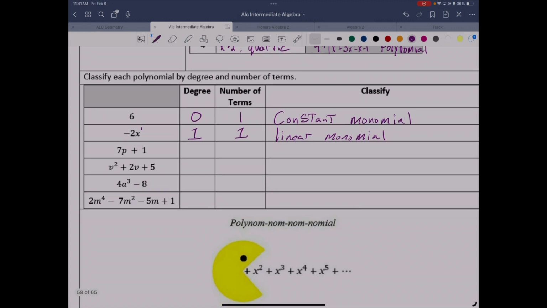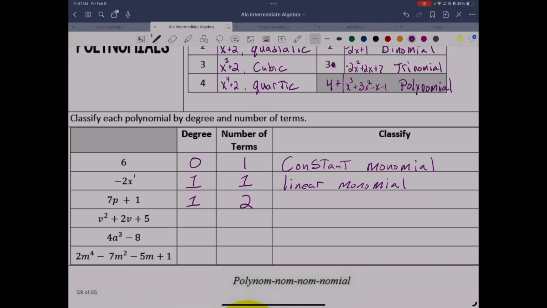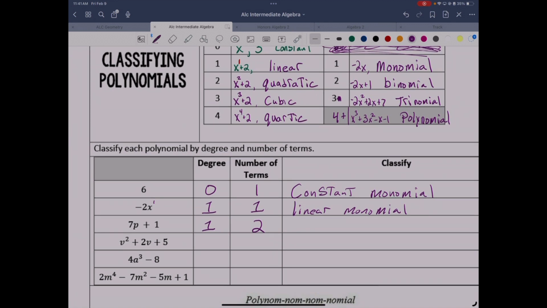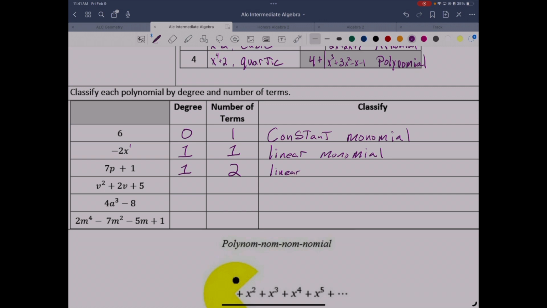If we look at the next one, 7p plus 1. Find your variable. Our variable is p. What degree is that? 1. So our degree is 1. There's a plus sign. So how many terms do we have? 2. So we go up to our list. Degree is 2. I'm sorry, degree is 1. So that's linear. 2 terms, binomial. So that's what we call it. We call it a linear binomial. And we're done.